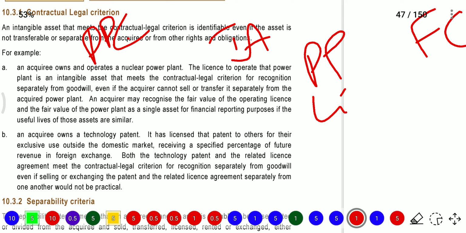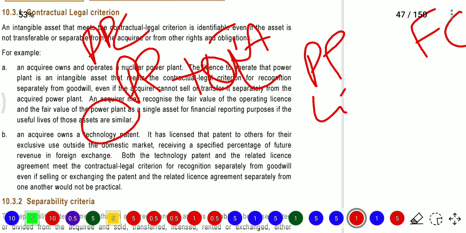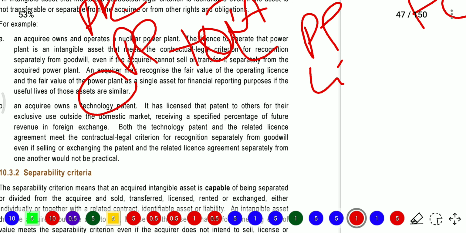And an acquirer may recognize the fair value of the operating license and the fair value of the power plant as a single asset for financial reporting purposes if the useful lives of these assets are similar. So for the property, plant and the operating license, we will recognize them based on their fair value.